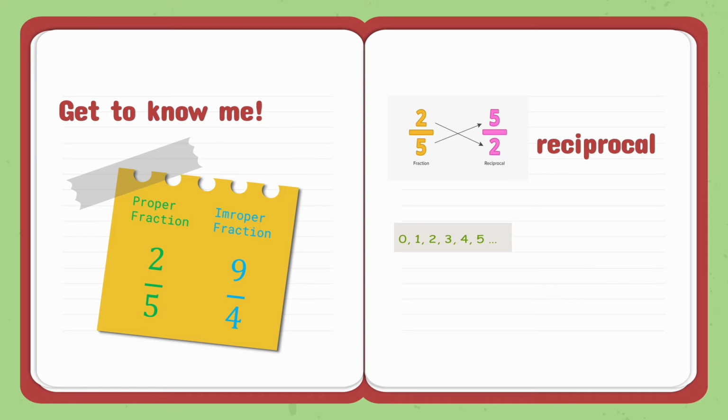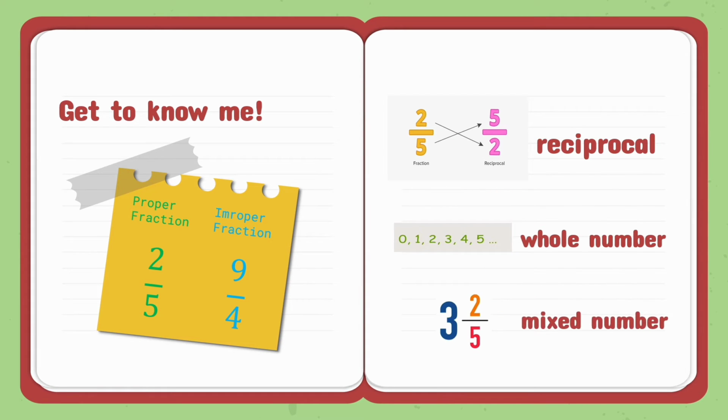Next, numbers like 0, 1, 2, 3, 4, 5, and so on and so forth are called whole numbers. Again, this is an example of a whole number. 3 and 2/5. This kind of fraction has a whole number and a proper fraction. So this is called a mixed number.